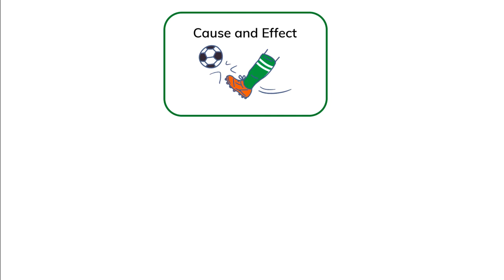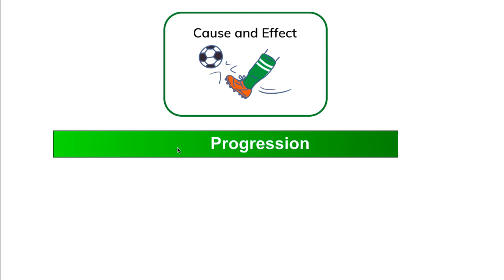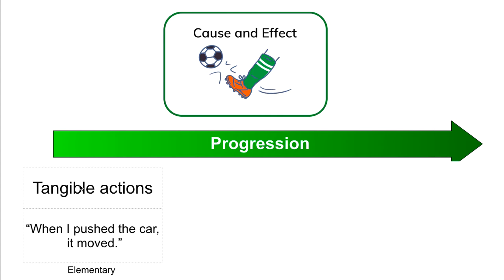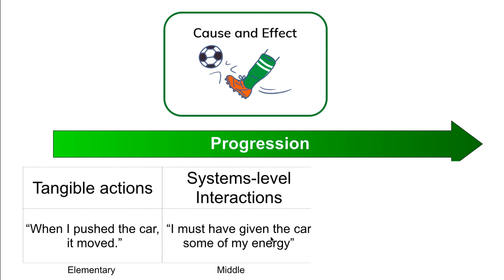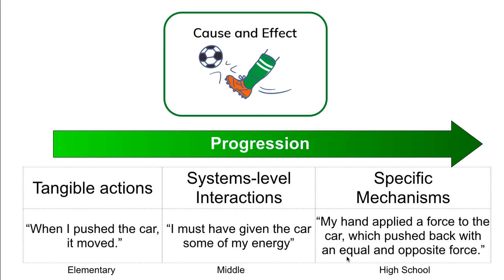Like everything in NGSS, we realize that there's a progression of understanding. At the earliest grades, like the elementary level, we want students just to recognize that events are related. A young kid just grasps tangible actions like, when I pushed the car, it moved. Then we move on to the big systems level causes, like I must have somehow given the car energy, which caused it to move. As we progress towards high school, we start to explore the mechanisms. How does that energy transfer happen? My hand applied a force to the car, which pushed back with an equal and opposite force.